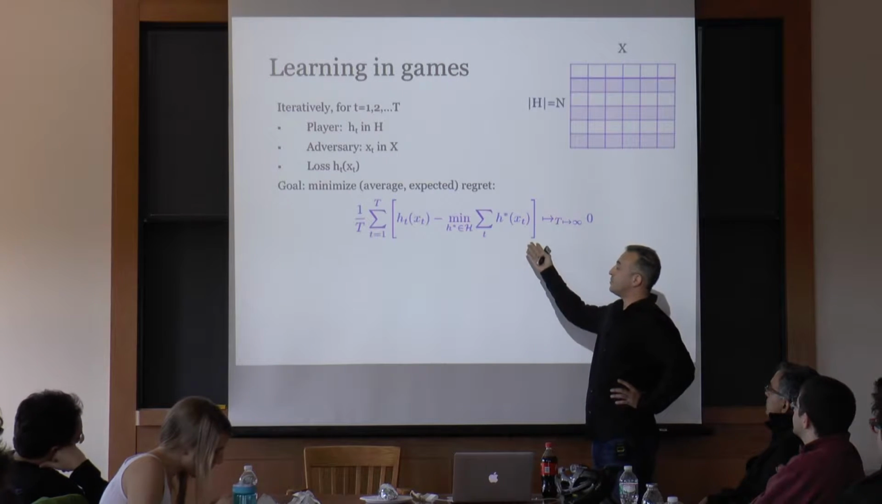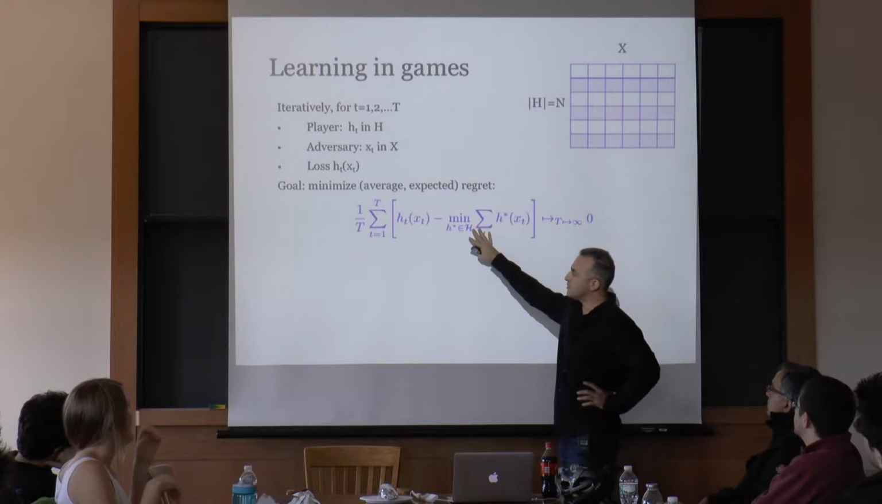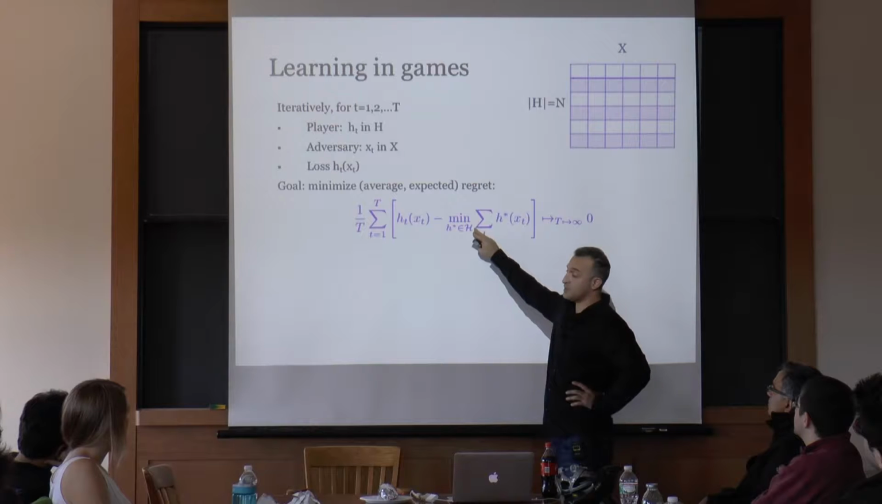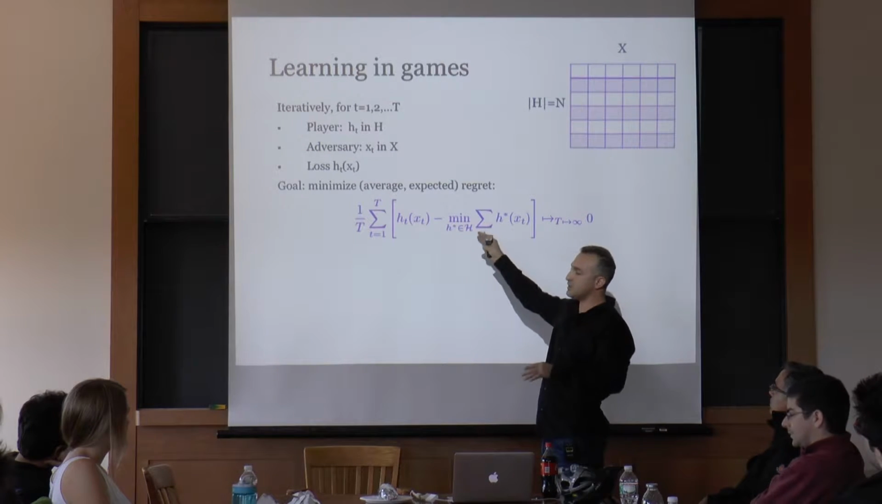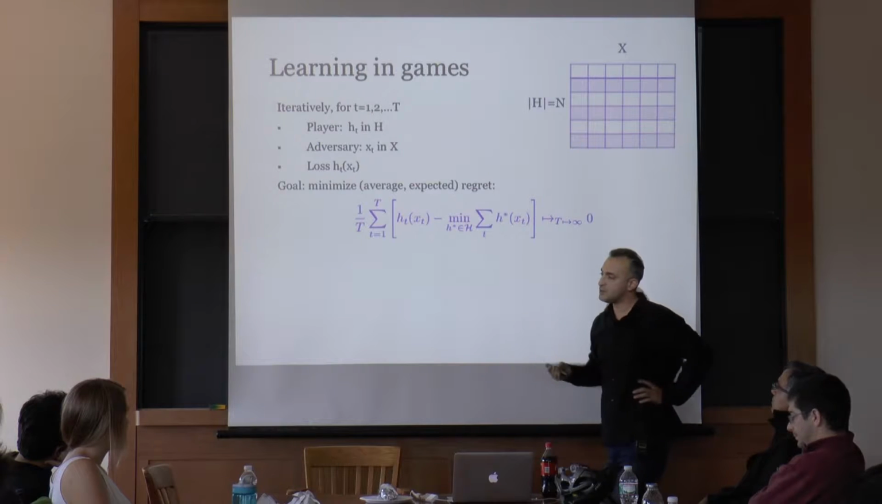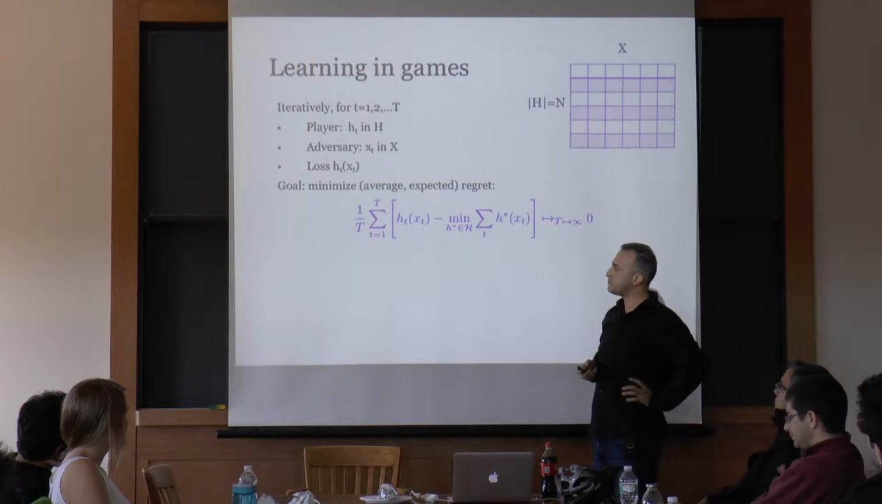And as a matter of fact, when you think of the examples coming from a distribution, this implies generalization error, because the fixed hypothesis in hindsight is going to be the best learnable hypothesis, and you get from this, using concentration bounds, statistical learning. So this has a very nice analogy to statistical learning.